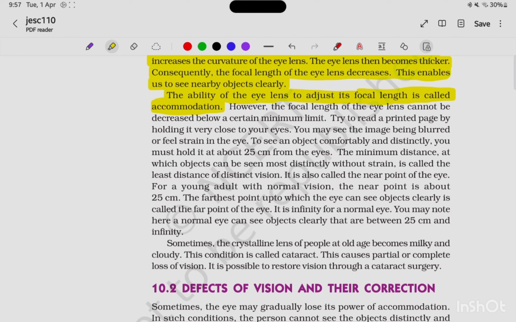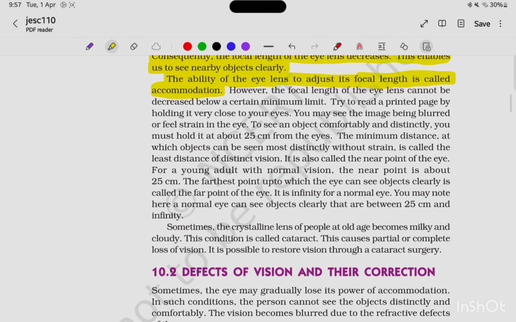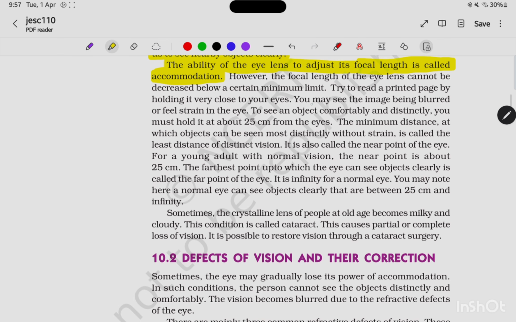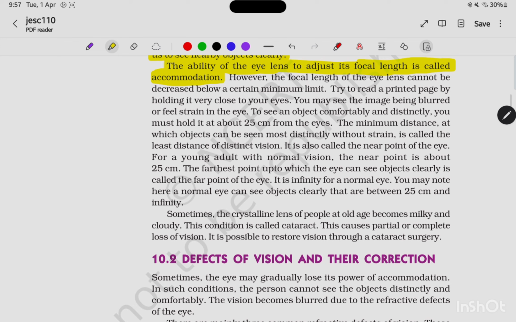So what you can do right now is you can pause this video. You can bring the device that you're seeing this video in close to your eyes and try this yourself. Okay, this is basically the textbook, so you can read it. You may see the image being blurred or feel a strain in your eye. To see an object comfortably and distinctly, you must hold it about 25 centimeters from the eye. The minimum distance at which objects can be seen most distinctly without strain is called the least distance of distinct vision. 1 mark question. What is least distance?